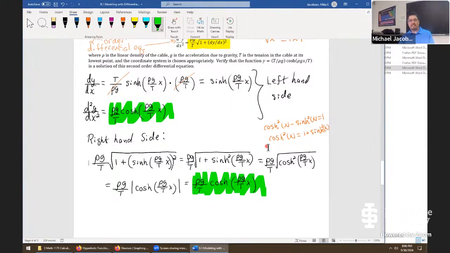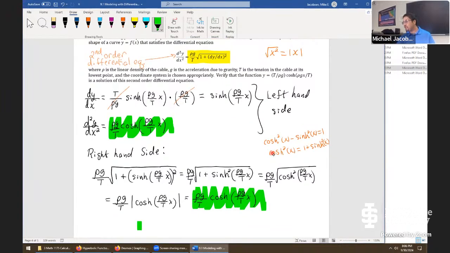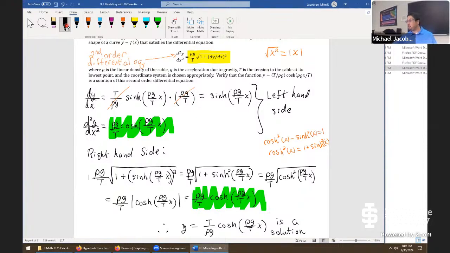You could lose a point just by not giving the overall conclusion. The overall conclusion is, therefore, y equals t divided by rho g cosh rho g divided by t x is a solution. But one of many. That's another weird thing about these things.